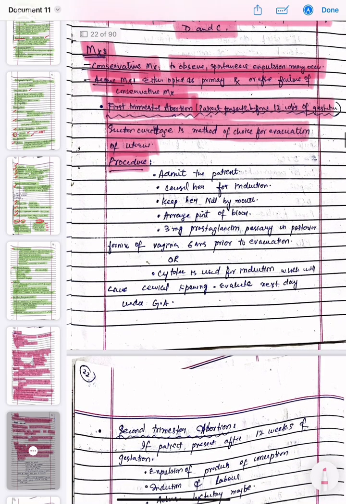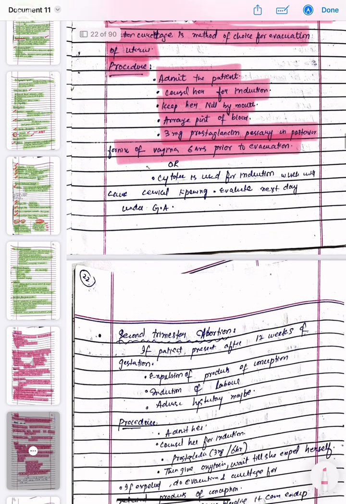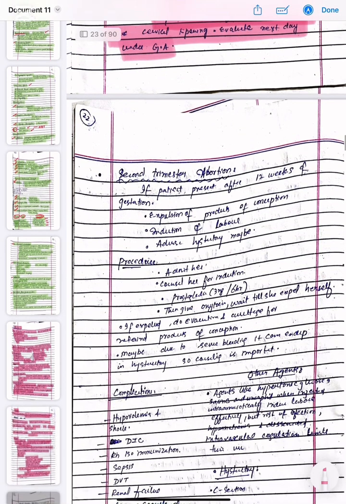The procedure is that admit the patient, counsel her for induction, keep her nil by mouth, arrangement of blood, 3 mg prostaglandin pessary in posterior fornix of the vagina 6 hours prior to evacuation, or cytotec is used for induction, which causes cervical ripening, or wait till next day, under general anesthesia.